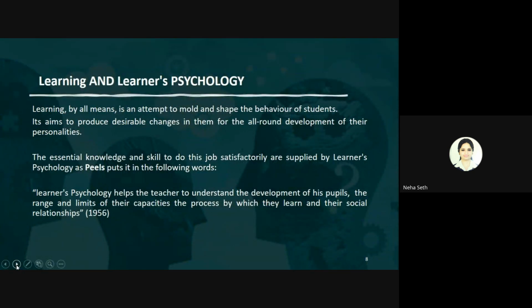Okay, so this is about learning. What is learning? We talked a lot about psychology. We talked about learning. By all means, it is an attempt to build and shape the behavior of students. So as a teacher, I try my best. My duty does not start with their entry and end with their exit from the class. It goes beyond the classroom as well.